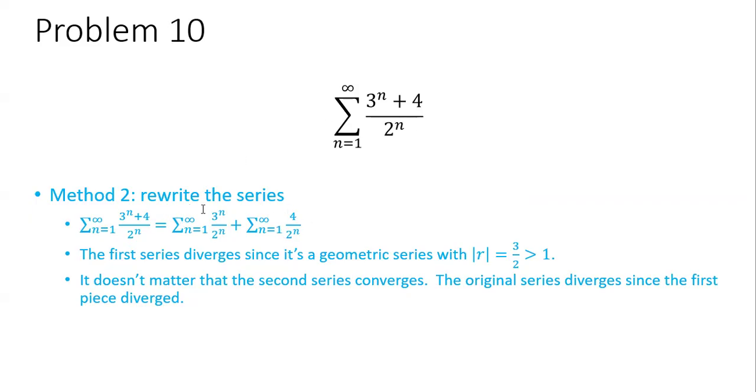Okay, this guy diverges, again, precisely because it's a geometric series with r equal to 3 halves, which is greater than 1. Doesn't matter that this guy converges. It does converge, but this piece diverges. So something infinite plus something finite is still going to be infinite. So that's why this diverges if we do it this way as well.